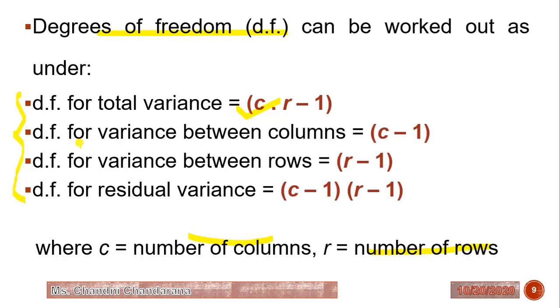Now what is the degree of freedom for variance between columns? It's the number of columns minus 1. In the same way, for variance between rows, it's R minus 1, meaning number of rows minus 1. And what is the degree of freedom for residual variance? It is C minus 1 into R minus 1, meaning number of columns minus 1 into number of rows minus 1. So these are the formulas for finding the degree of freedom.